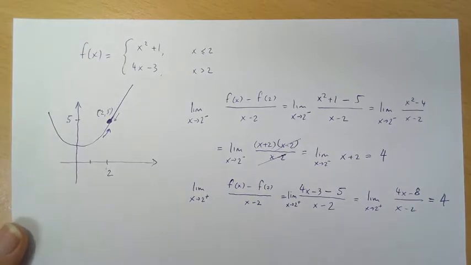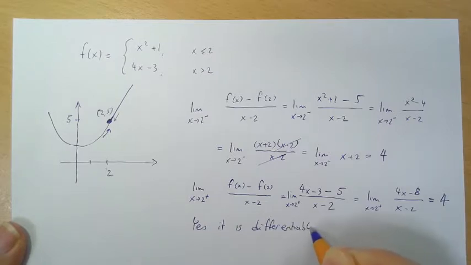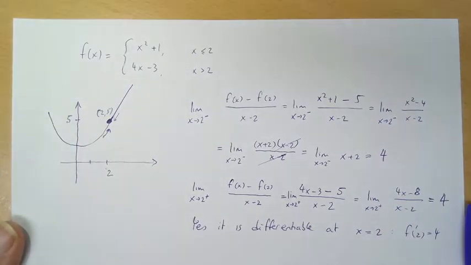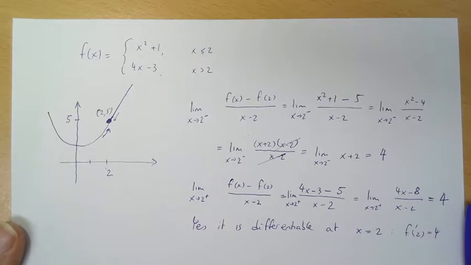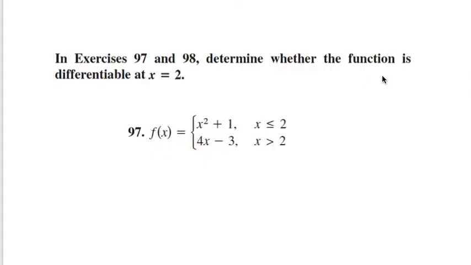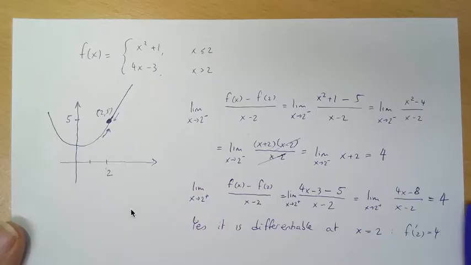So, conclusion, yes, it is differentiable at x equals 2. In fact, I can say f prime of 2 equals 4. Let me just check that I answered the question completely. Determine whether the function is differentiable at x equals 2. Okay, I did everything I needed, so I'm happy. All right, thank you.